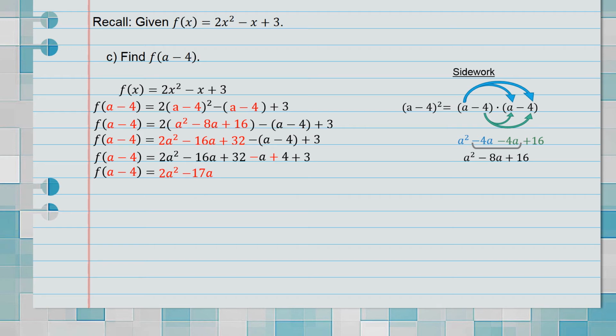Last, we have constants, or our plain numbers. We have a 32 plus a 4 plus a 3, which together gives us positive 39. From here, notice we have no more like terms, so this is your final answer.